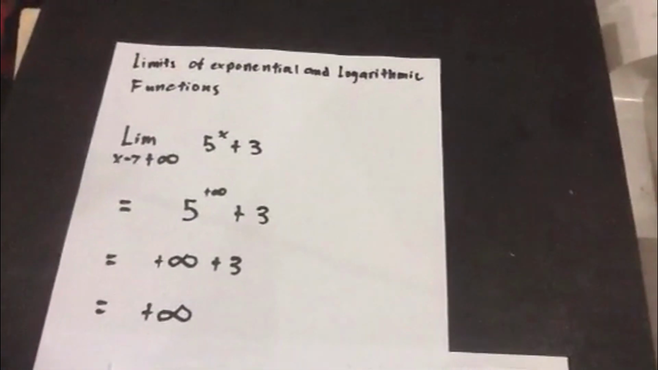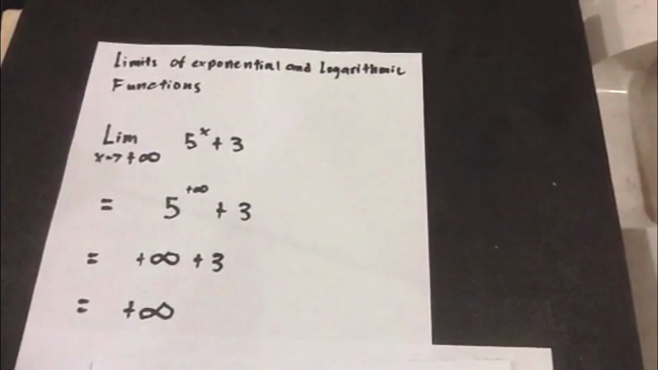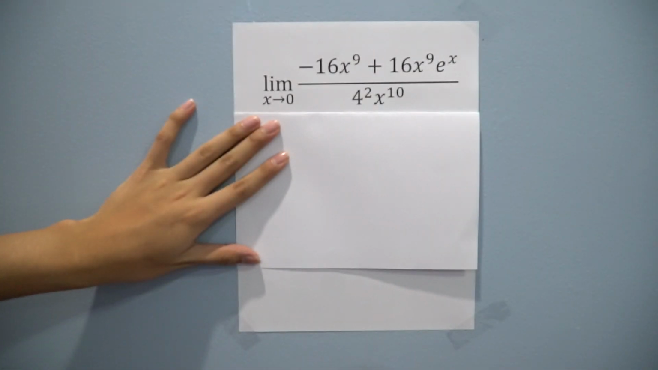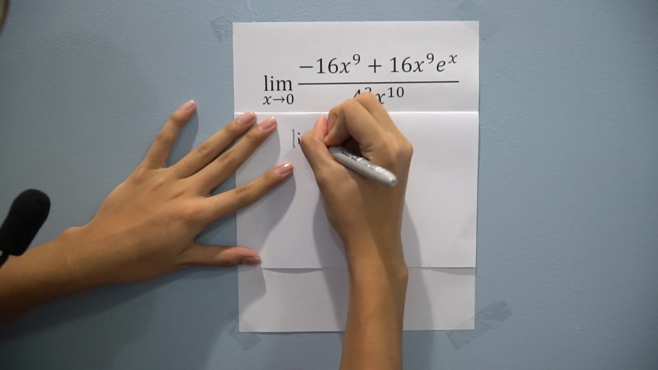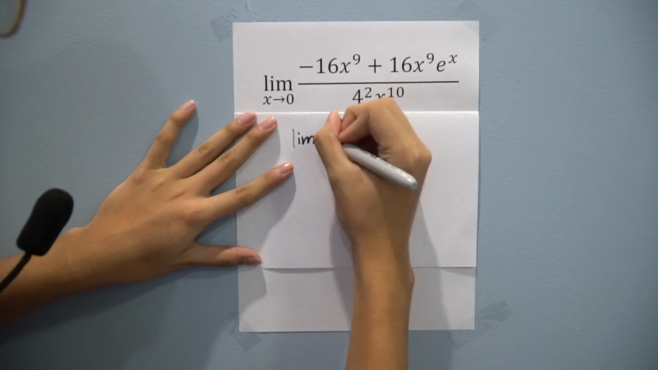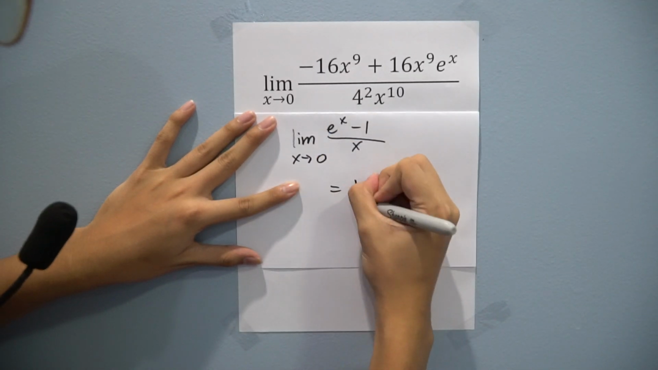Now that we understand how to solve problems like these, we may use basic concepts we've learned to solve more complex problems. For the next example, we have the limit of (negative 16x to the power of 9 plus 16x to the power of 9 times e to the power of x) all over (4 squared times x to the power of 10) as x approaches 0. What we would want to do is have a fraction of e to the power of x minus 1 over x, because we know for a fact that the limit of (e to the power of x minus 1) all over x as x approaches 0 is basically 1.